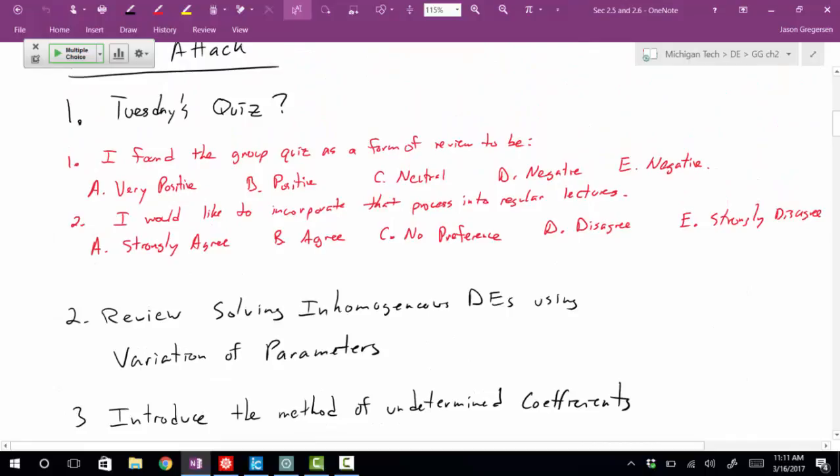A quick question here. So we had that quiz on Tuesday, kind of an in-class group resources quiz as part of a review. I just want to get a sense for if that was valuable or not. Right, so I found the group quiz as a form of review to be very positive, positive, neutral, negative. How about very negative? Was there value in that learning process? Or would you rather have more of a traditional review where I work more examples?